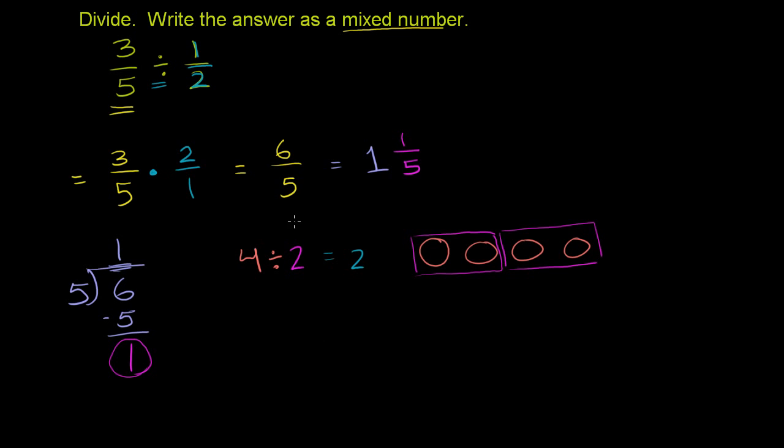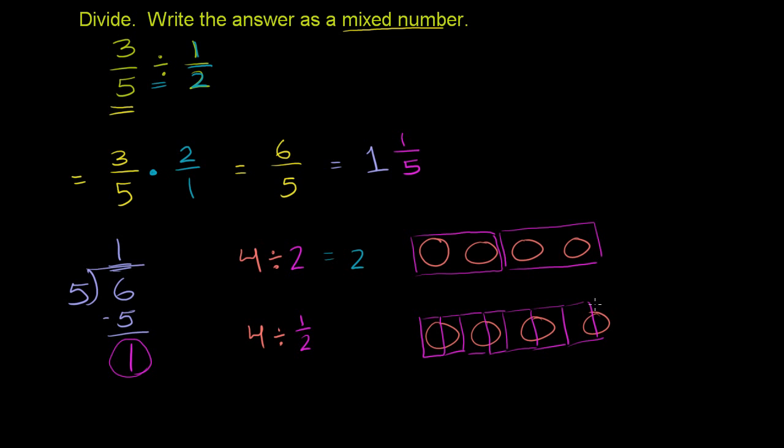Now, what if I took those same 4 objects? 1, 2, 3, 4. Instead of dividing them into groups of 2, I want to divide them into groups of 1/2, which means each group will have half of an object in it. So let's say that would be one group right there. That is a second group. That is a third group. I think you see each group has half of a circle in it. That is the fourth. That's the fifth. That's the sixth. That's the seventh. And then that's the eighth. You have 8 groups of 1/2. So this is equal to 8.